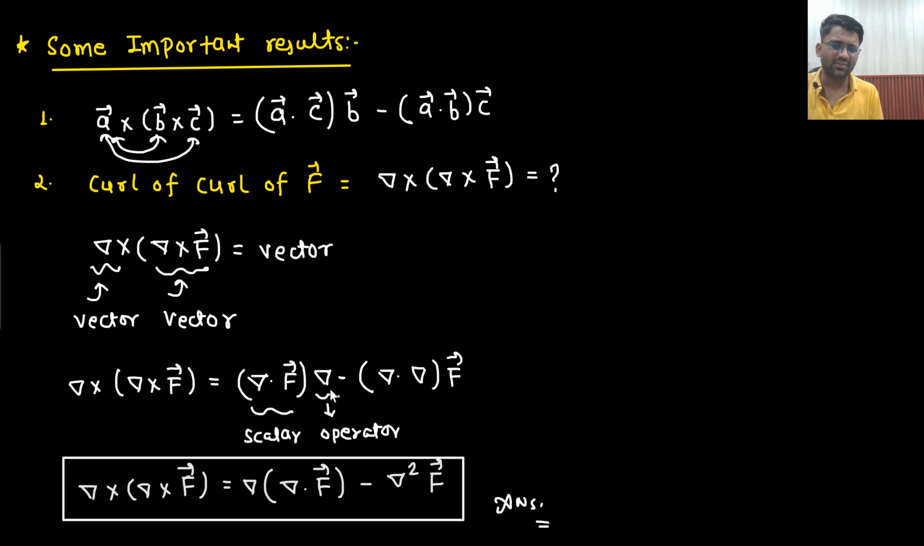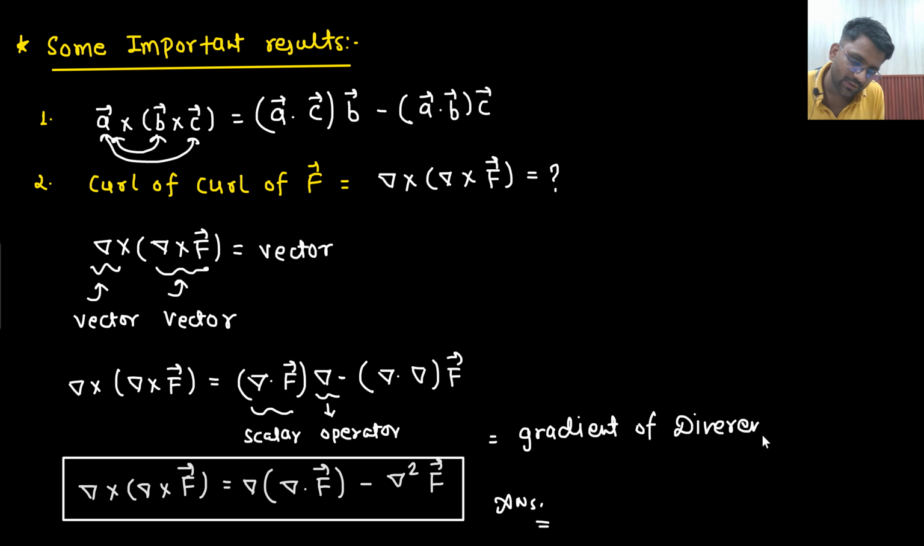What about this term? Sir, this is not a correct way of writing because this is an operator and this is a scalar quantity. So the operator should come before, and then we write the scalar quantity. Now, this is a scalar and this is a del operator. What you are doing is the gradient of divergence of F. If I need to write it in words: gradient of divergence of F. You are calculating the divergence of F first and then taking its gradient, minus the Laplacian of F.